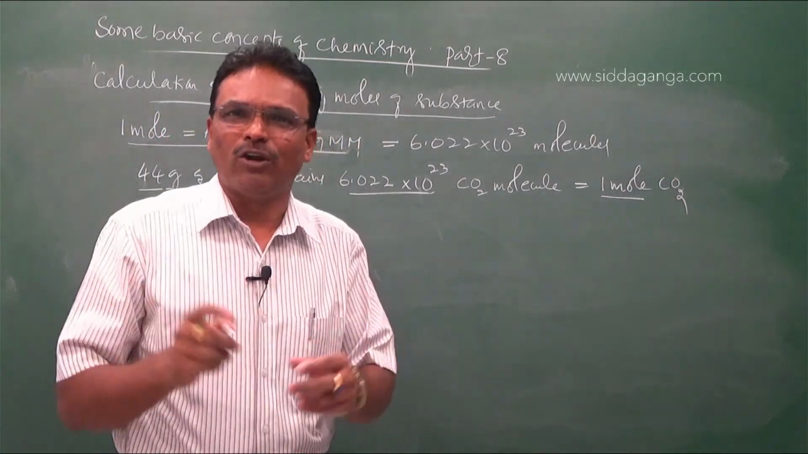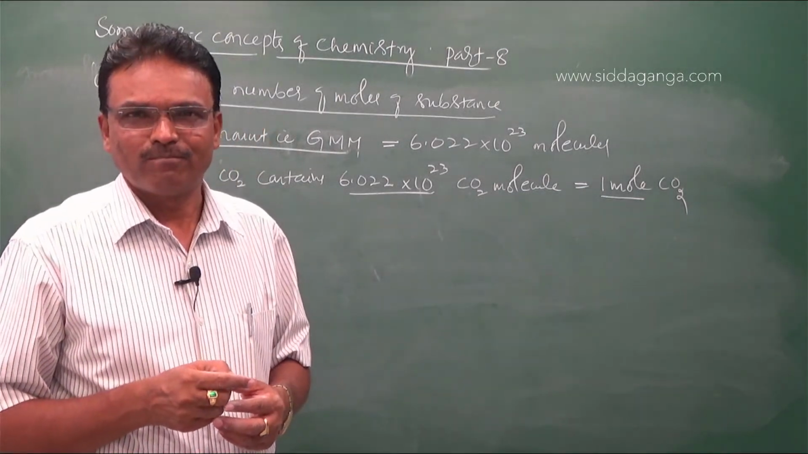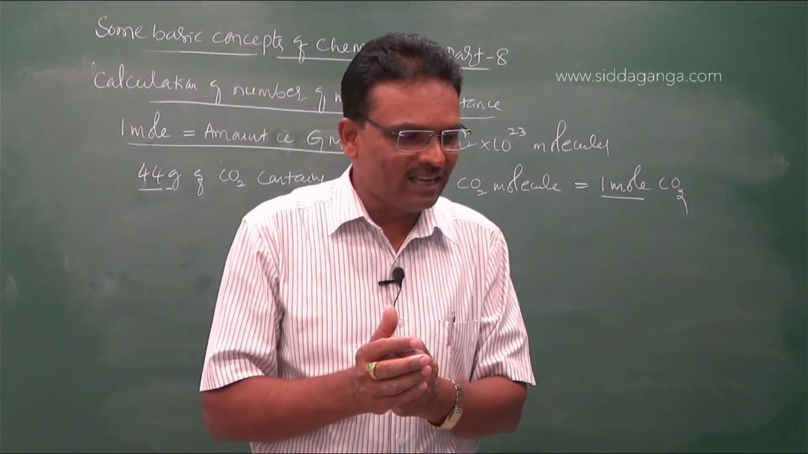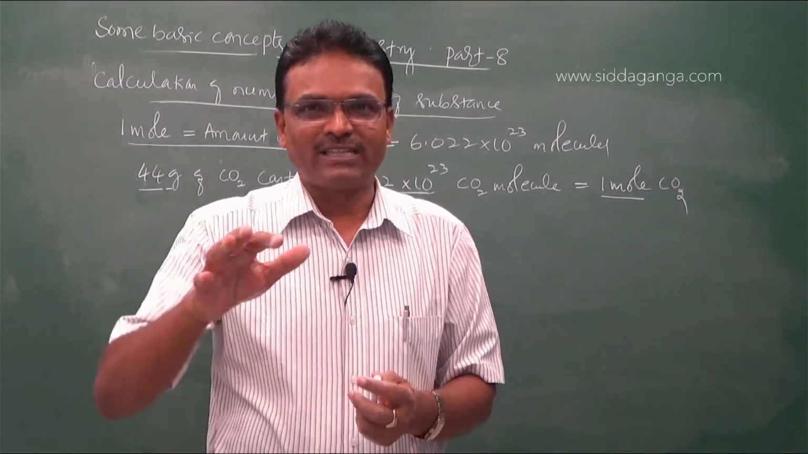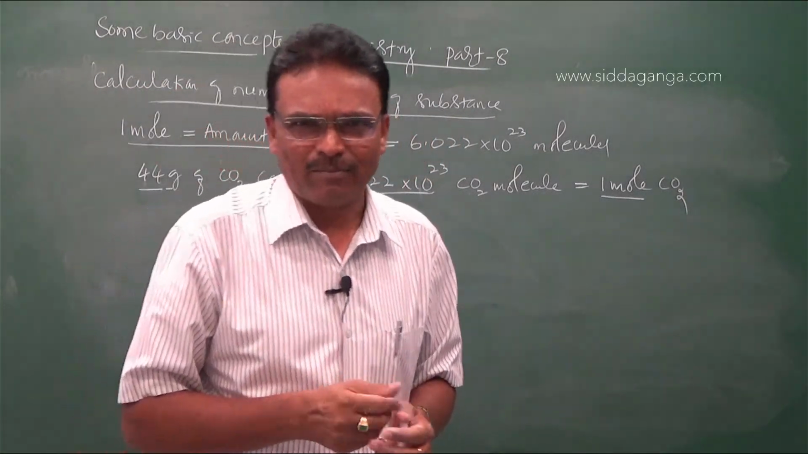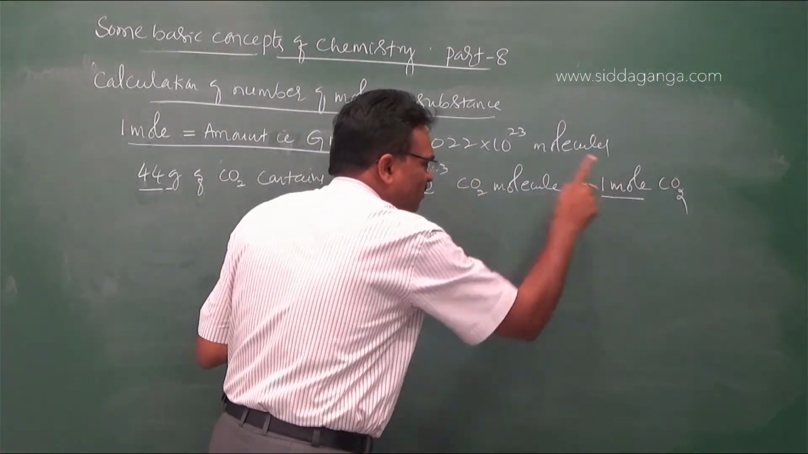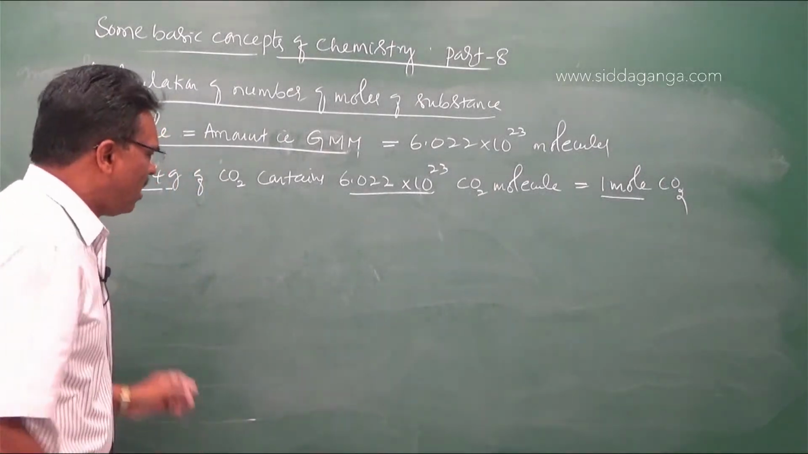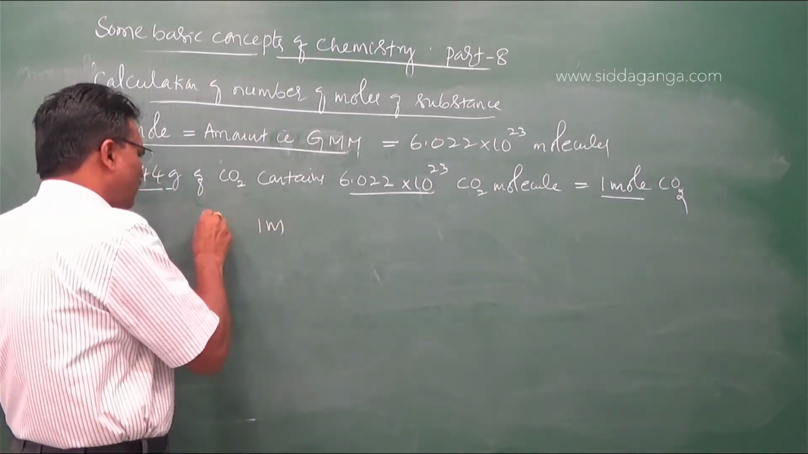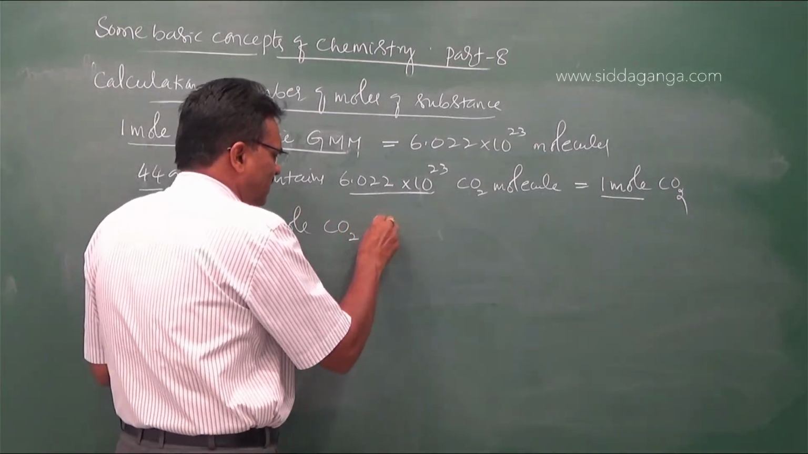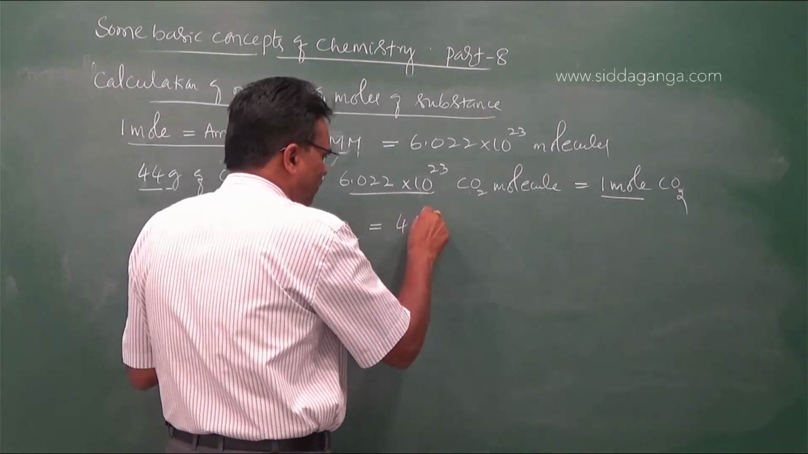1 mole is nothing but the gram molecular mass. Note, mole is the quantity. Mole is the quantity which contains Avogadro number of molecules. Is it clear? So, really, 44 gram is nothing but 1 mole. Or 1 mole of CO2 is equivalent to 44 gram.